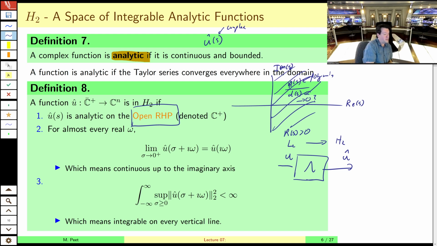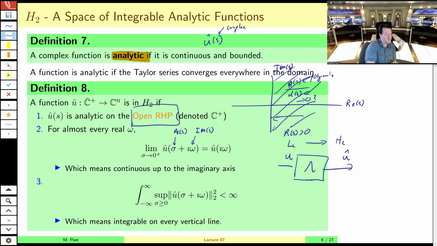And for every function which is continuous and bounded, we can define its limit as it approaches the imaginary axis. This is the limit. So this is the real part of s, and this is the imaginary part of s.